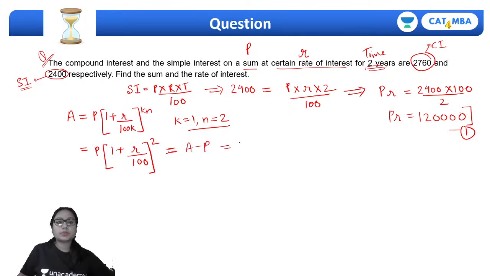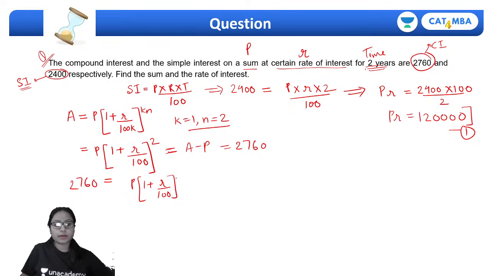Alright, and this is equal to 2760. Now what I can do is replace this. So from here I have that 2760 is equal to principal into 1 plus r upon 100 whole square minus principal. Alright, let us simplify this equation.